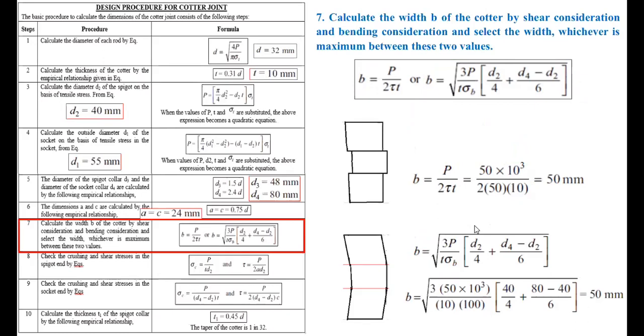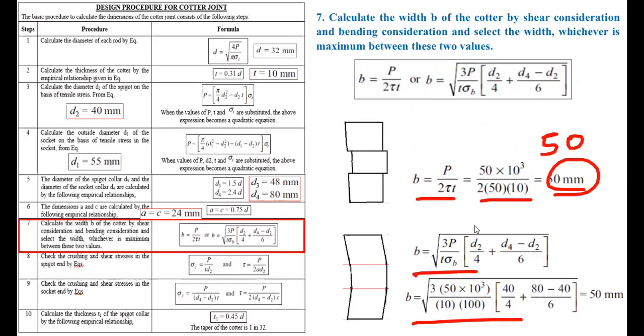So in this, you can see B is equal to P by 2 tau L. By putting all the values, you will get the value of B as 50. And again in bending also, you will get the value of 50. So both are the same, both are 50 and 50. So you can take B is equal to 50 mm.